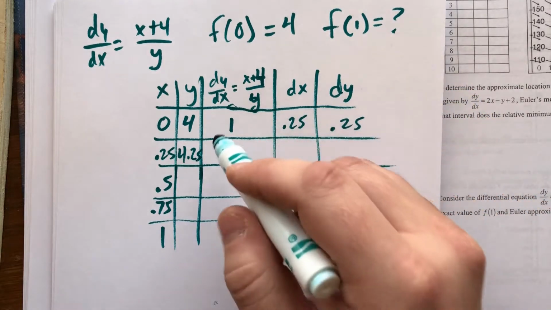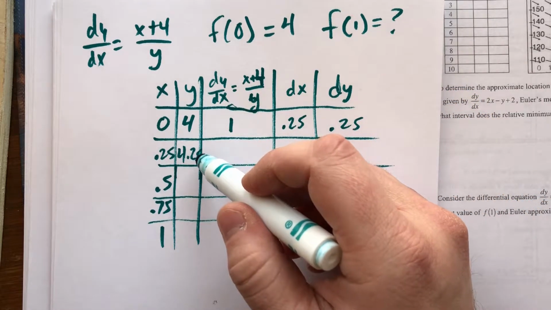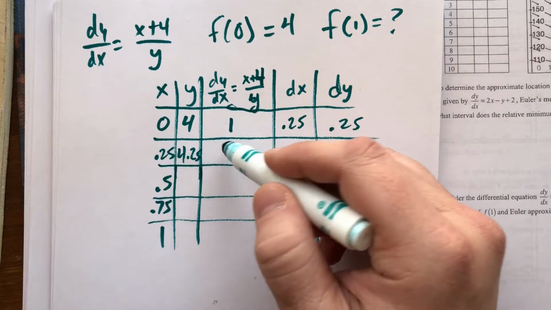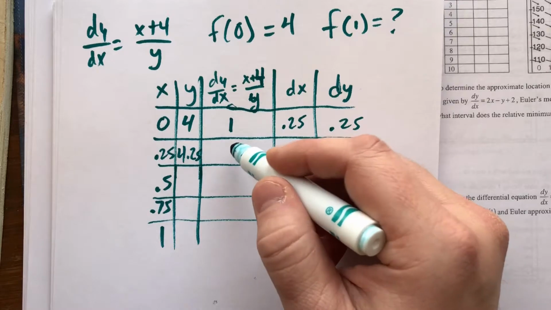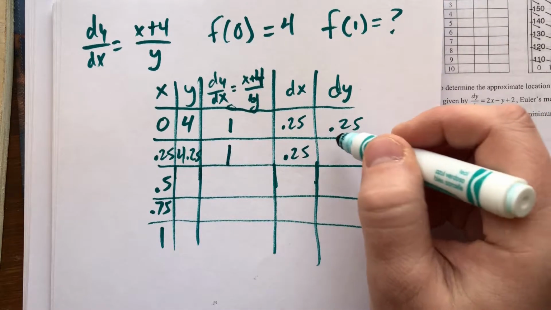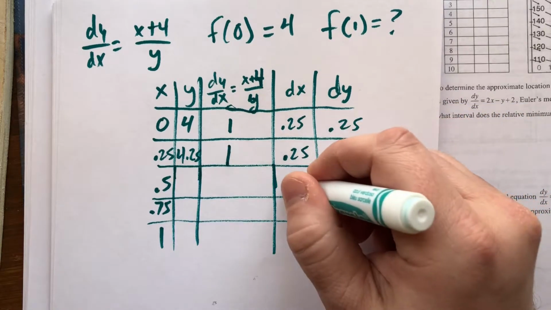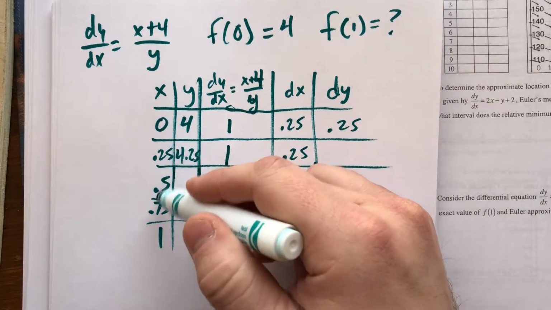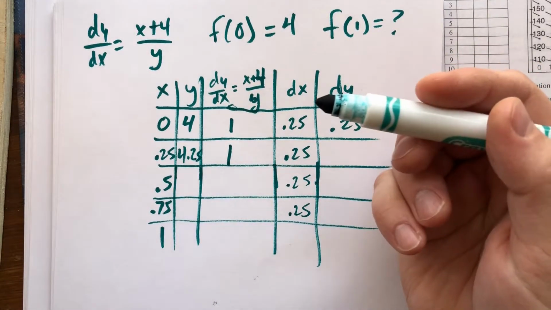All right. So, oh, this is going to be awful, isn't it? Let's see. I'm going to do x. So top is 4.25, bottom is 4.25. Oh, it's still 1. That's pretty sweet. And our dx is 0.25 each time because that's how much I've added to my x's.